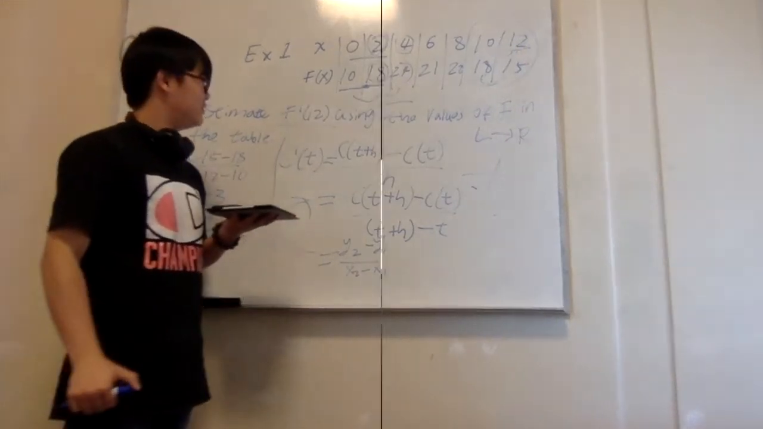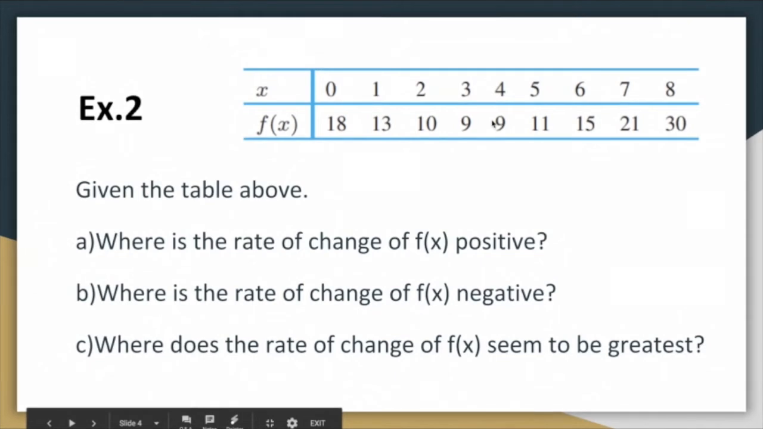All right, thank you. Example number 2. A. Given the table above, where is the rate of change of f of x positive? B. Given the table above, where is the rate of change of f of x negative? C. Given the table above, where does the rate of change of f of x seem to be the greatest?